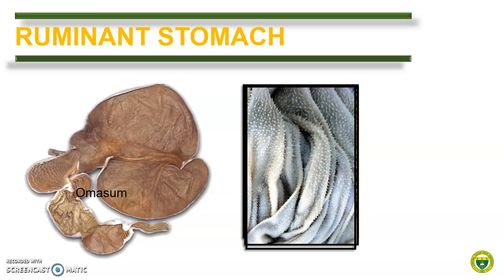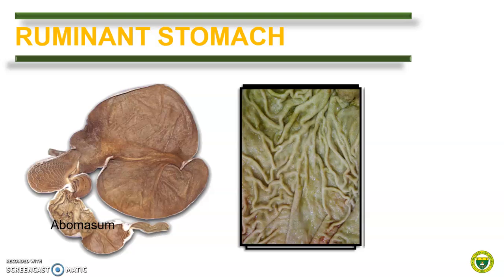The omasum is also known as manyplies, or sometimes called the butcher's Bible or book, because of the page appearance of its muscular laminae. Finally, the abomasum or the true stomach is the same as the non-ruminant stomach with glandular mucosa and rugae. It has a torus pyloricus, which is the same structure found in the stomach of the pig.